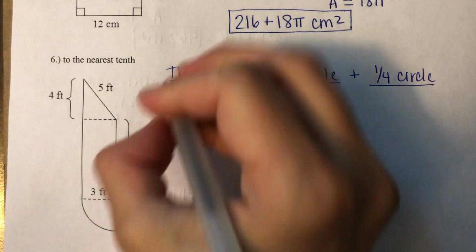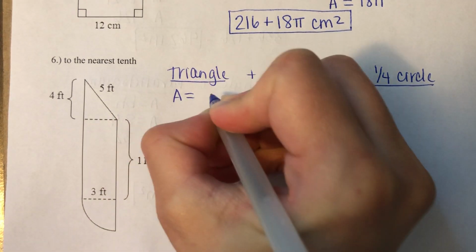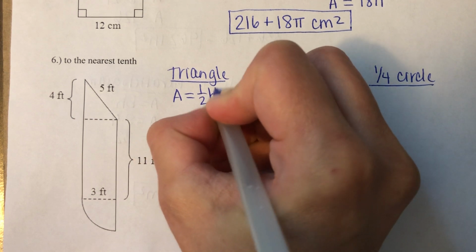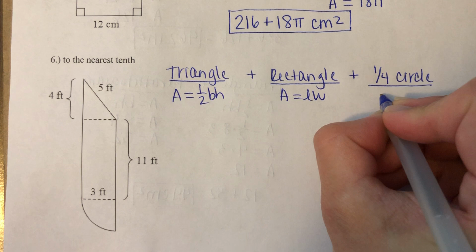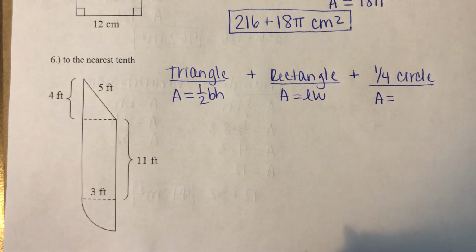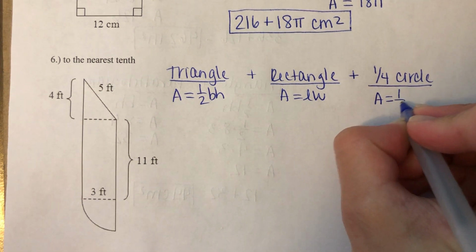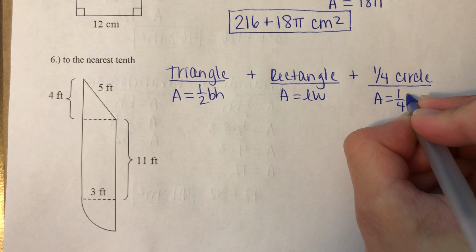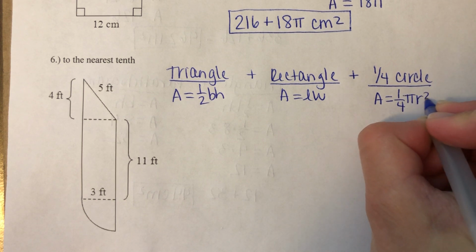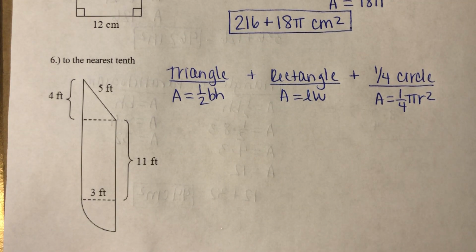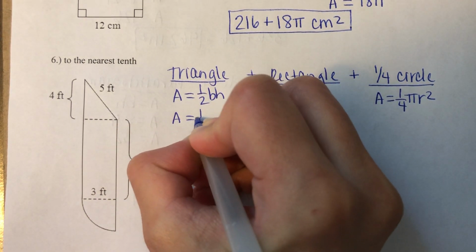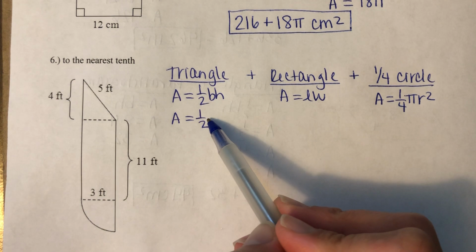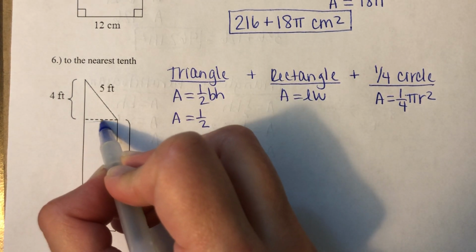All right, I'm going to go grab all of our area formulas. 1/2 base times height, length times width. For a circle, I'm going to put the 1/4 out first and then write the circle formula, which is pi r squared. All right, now we got to substitute here. 1/2 base. Base is the bottom of my triangle.